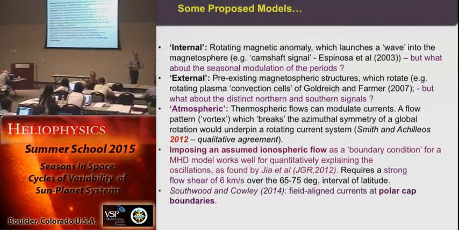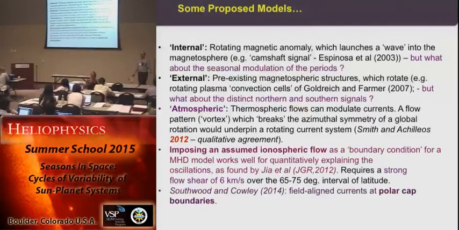And the nice thing about the atmospheric explanation is that if your current system is rooted in the atmosphere rather than the deep planet, it can drift with time according to atmospheric flows. Okay, so that's all well and good. And they found, and Zha et al. required, an unusually strong flow shear of 6 kilometers per second over something like a 10 degree interval of latitude.